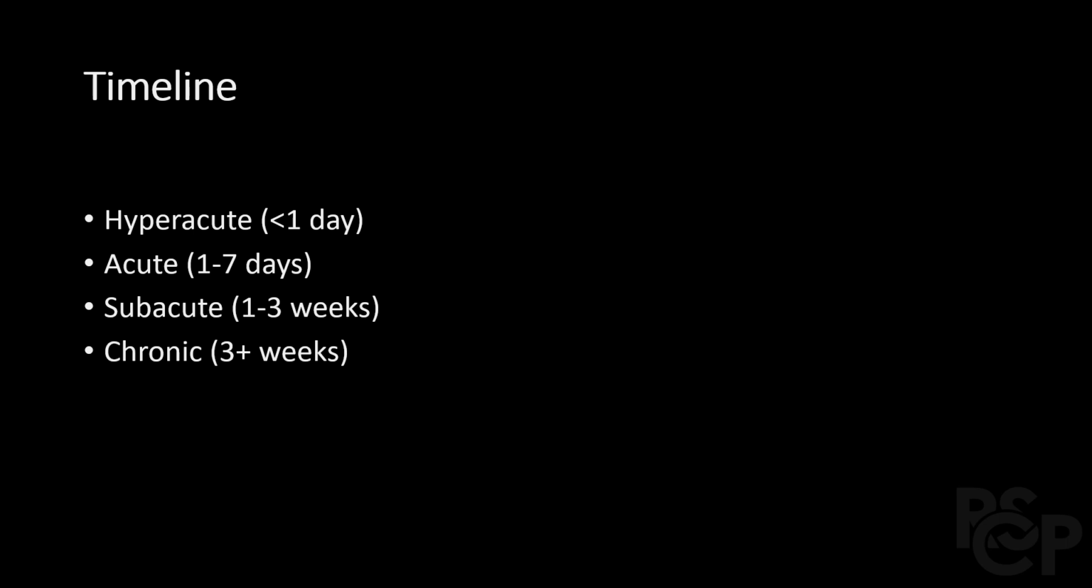The hyperacute phase lasts for under 1 day. The acute phase covers days 1 to 7 after a stroke. The subacute phase covers weeks 1 to 3 after, while the chronic phase covers everything from 3 weeks outwards.